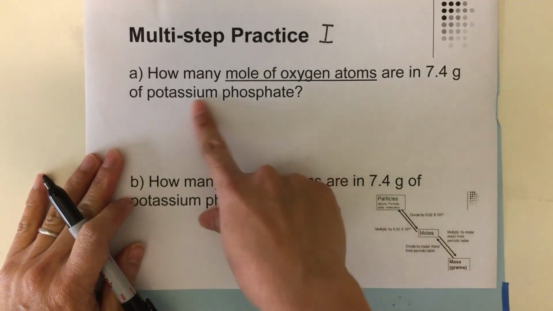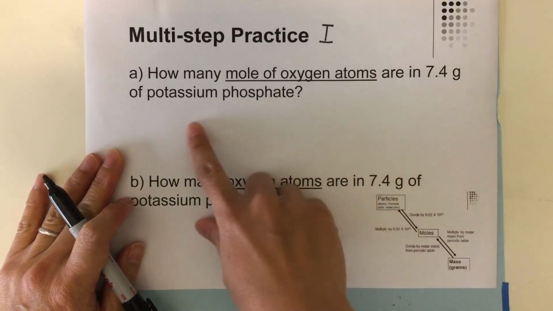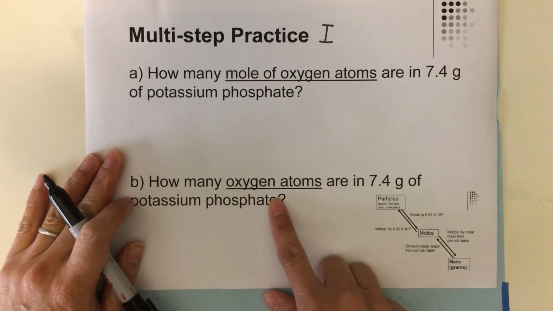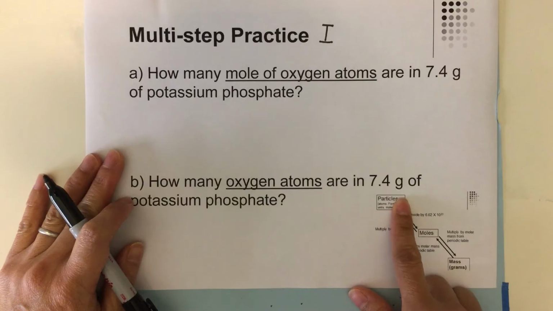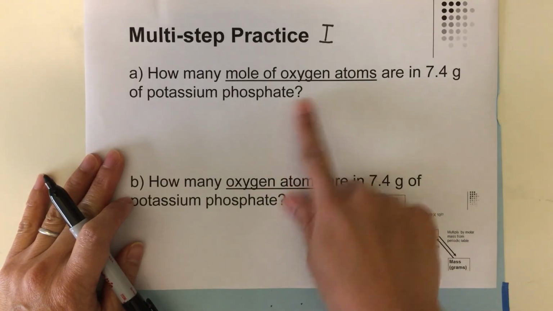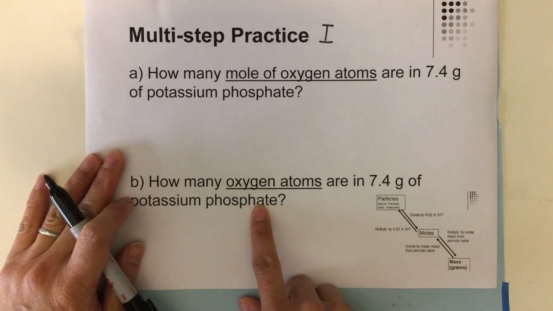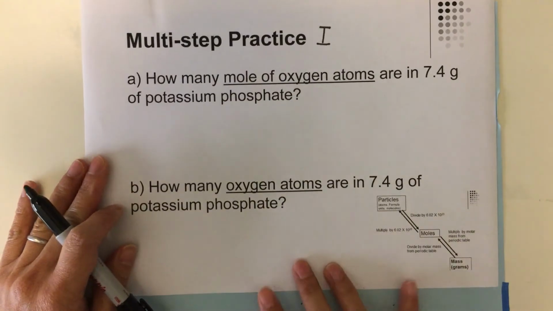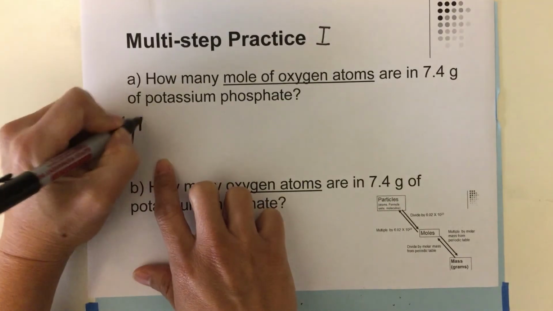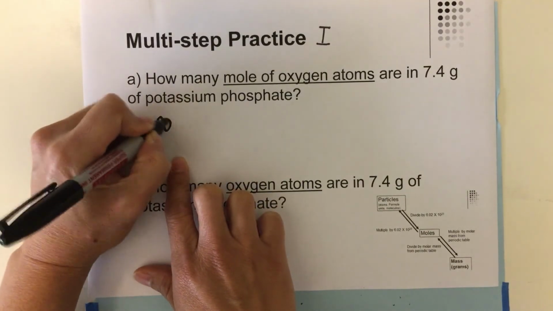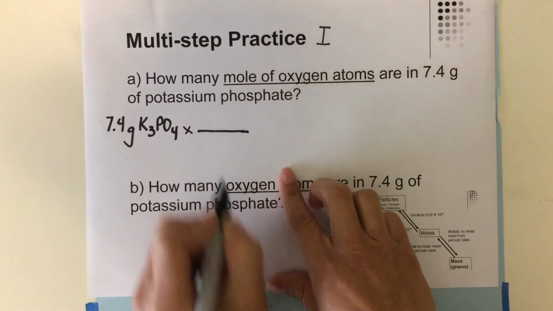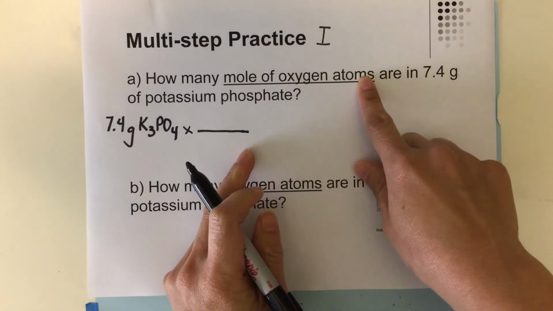You're looking at finding the moles of oxygen atoms in potassium phosphate, and then here you're finding how many oxygen atoms are in potassium phosphate, okay? So moles of oxygen here versus the number of oxygen atoms. Let's start off with this. Here we have 7.4 grams of potassium phosphate, and we have to convert this to moles. We're going to have to get to moles in order to get to moles of oxygen, right?